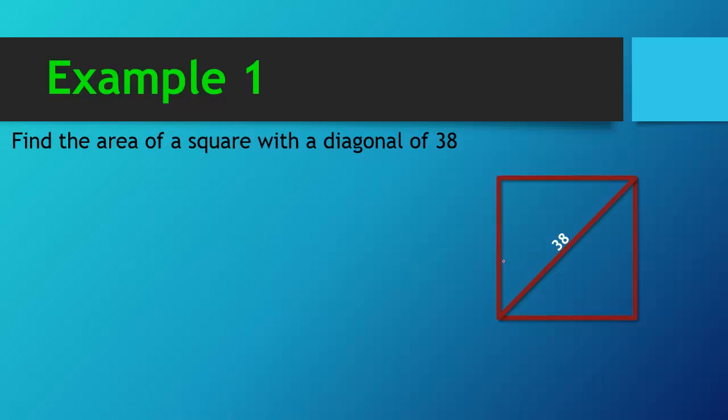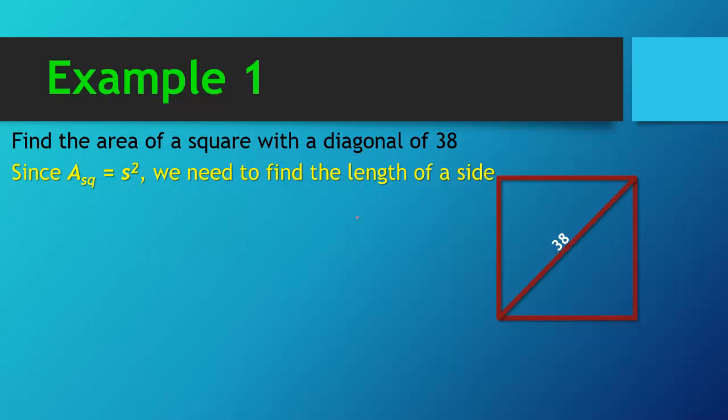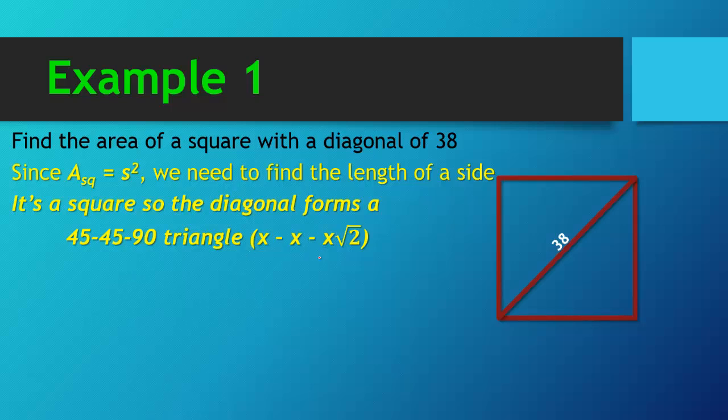See? Okay, now remember what we know about squares. Their area is found by one of the sides squared. We need to find the length of that side. So, it's a square, which means the diagonals form a 45-45-90 triangle. So this is 45, this is 45, and this is 90.